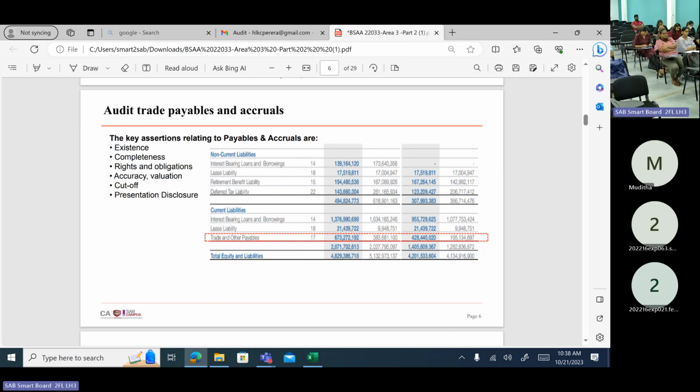Here, what's the risk? Overstatement or understatement risk. Understatement risk.